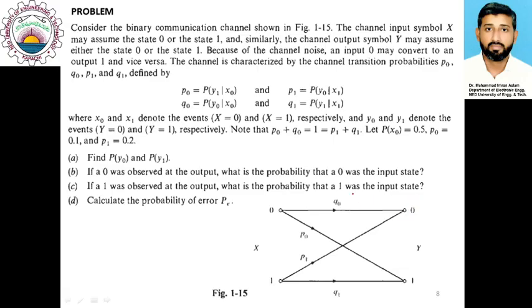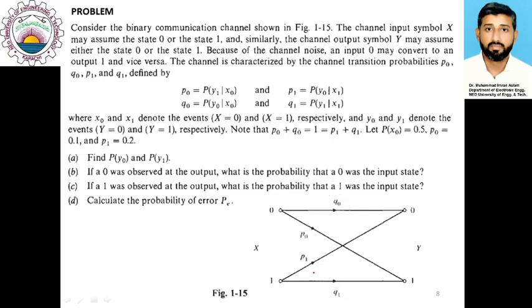This transmission is associated with certain probabilities. So the correct transmission has a probability of Q0, whereas the probability of error is represented as P0 here. Similarly, the probability of getting error, that 1 is transmitted and 0 is received, is represented by P1, whereas the probability of no error for 1 is represented as Q1.